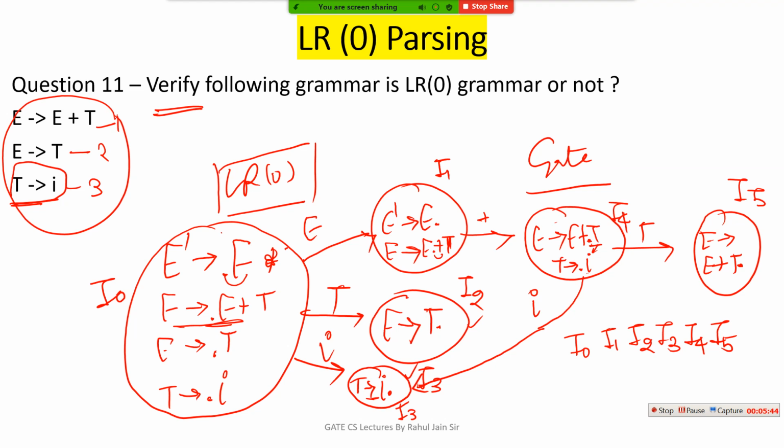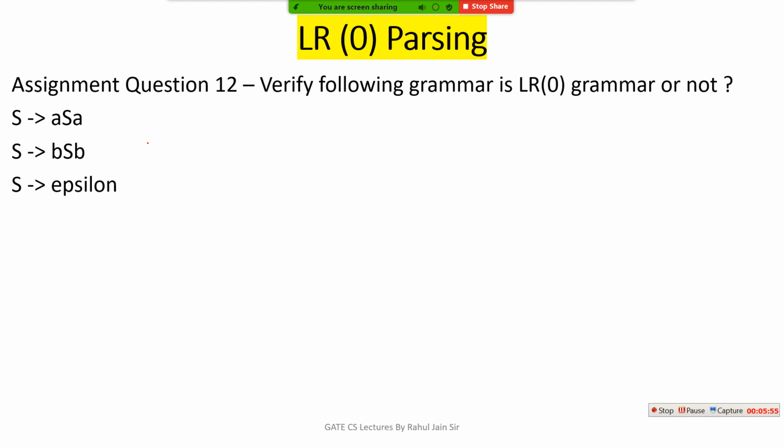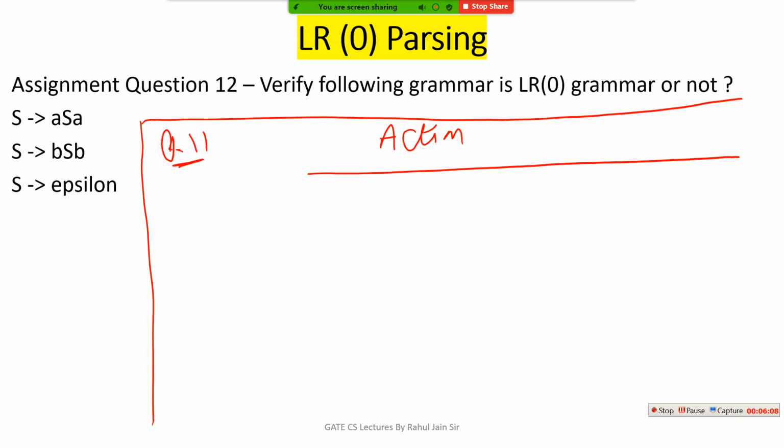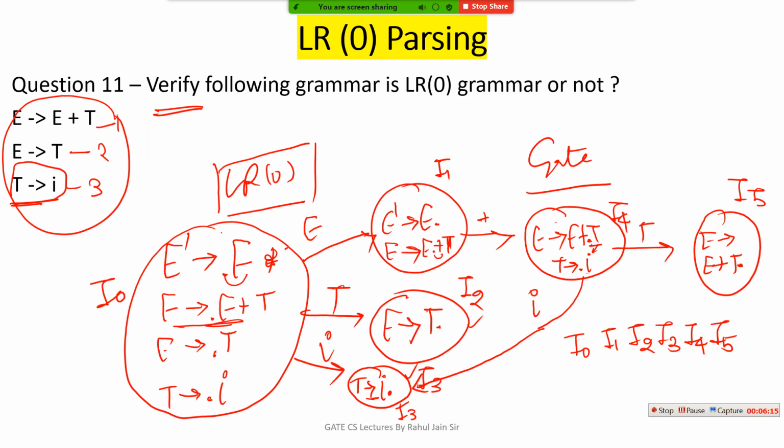Okay guys, now we need to work with the parsing table. Due to space, I am making the parsing table here for question number 11. You know that in the parsing table there are two portions: one is the action part, and the other is the goto part. The action part contains all the terminals. What are the terminals here? The addition mark is a terminal, and i is a terminal.